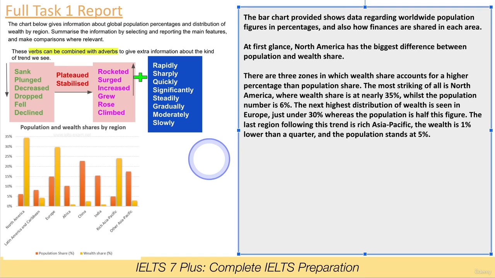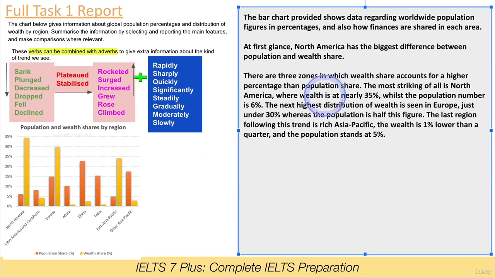There are 3 zones in which wealth share accounts for a higher percentage than population share. The most striking of all is North America, where wealth share is at nearly 35%, whilst the population number is 6%. The next highest distribution of wealth is seen in Europe, just under 30%, whereas the population is half this figure. The last region following this trend is rich Asia Pacific. The wealth is 1% lower than a quarter, and the population stands at 5%. Okay, so that's our first grouping.